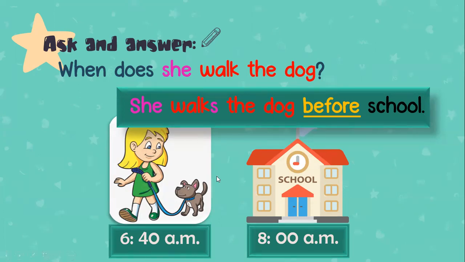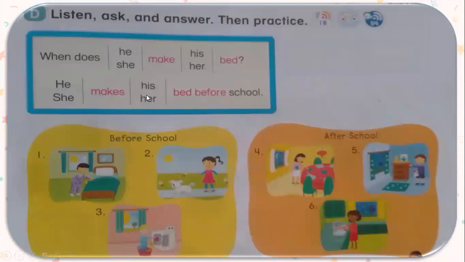Now it's time to practice this. Look here. This activity you will see in your student book. So now in this case, here we have make your bed, right? In this case, we are going to use the correct possessive adjective. If it's a boy, we use his. If it's a girl, we use her. For example, when does she make her bed?